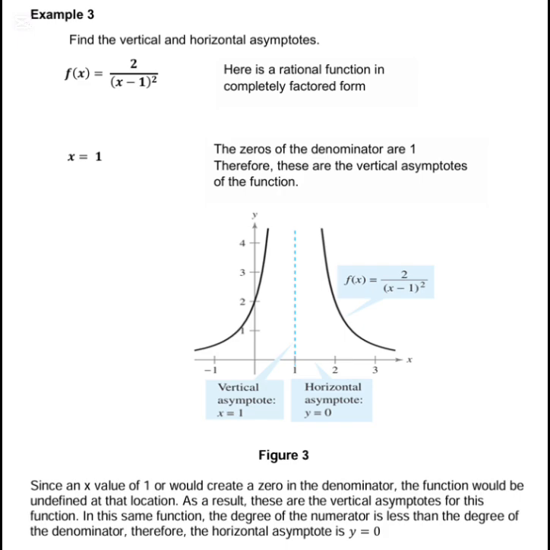Now, an x value of 1 would create 0 in the denominator, so the function would be undefined at that location. As a result, this is our vertical asymptote for this function. In this same function, the degree of the numerator is less than the degree of the denominator. Therefore, the horizontal asymptote is y equals 0. This was discussed in the guidelines earlier, so y equals 0 because the degree of the numerator is less than the degree of the denominator.